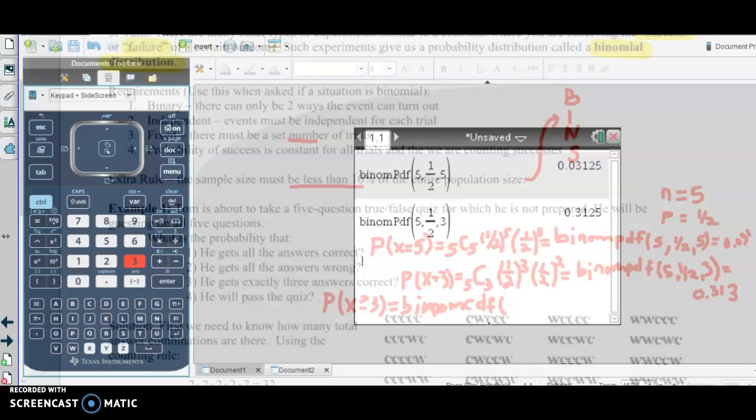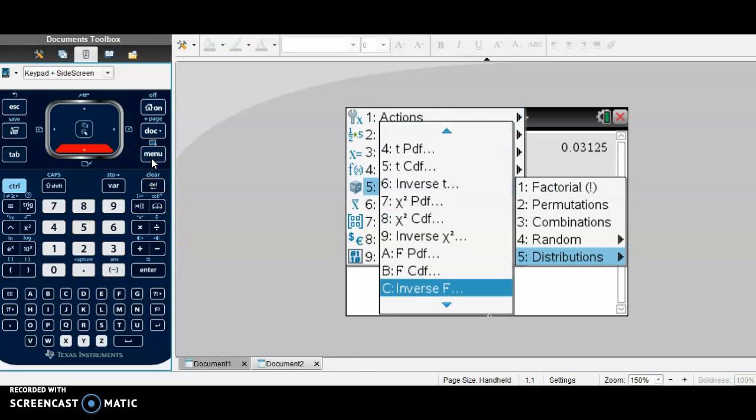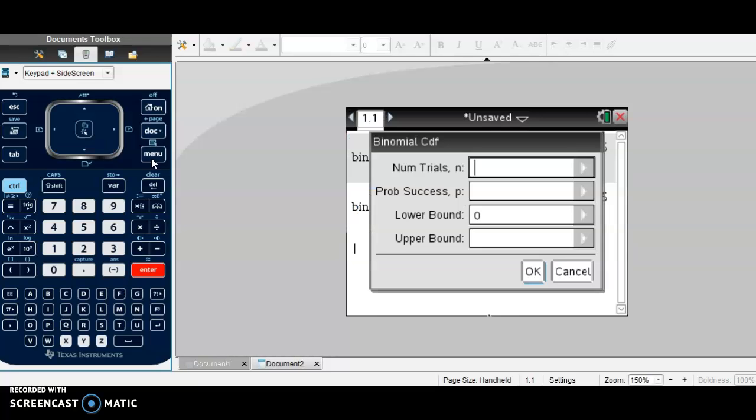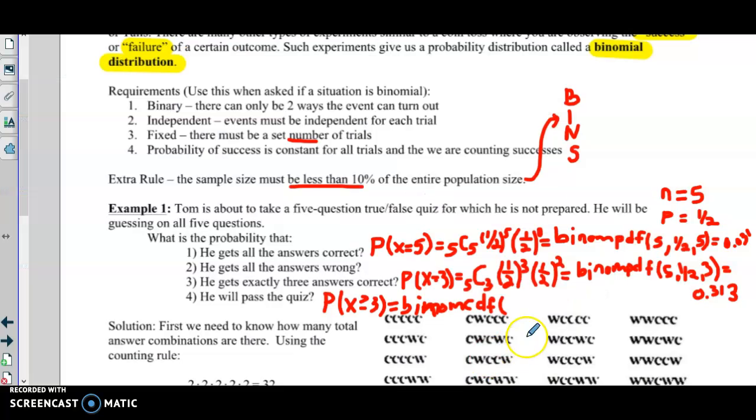Let me go to the calculator. Menu 5. Let's look for binomial CDF. It's going to be right below PDF. I have 5 trials, 5 questions. Probability of success is 1/2. I want 3 to 5. Greater than or equal to 3 means 3 questions right, all the way up to 5 questions right. I click OK, and I get 0.5. So that was 5 trials, probability 1/2, 3 to 5. And we get 0.5.